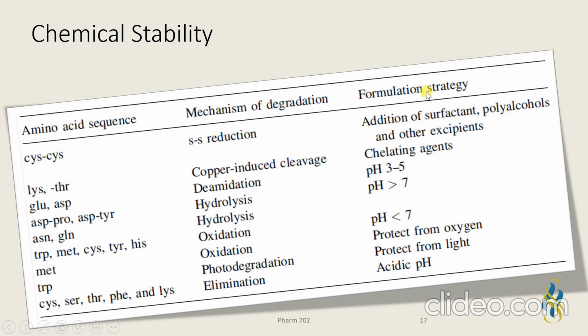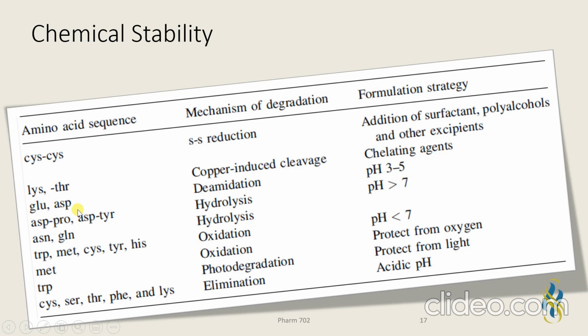If you see, this chart shows certain amino acid sequences with the mechanism of degradation and formulation strategies. For example, amino acid sequences that contain cysteine and cysteine groups undergo disulfide reduction, and the formulation strategy to prevent this is the addition of surfactants, polyalcohols and other excipients. Lysine and threonine amino acids, when present, can undergo copper-induced cleavages, which can be prevented by the addition of chelating agents in the formulation.